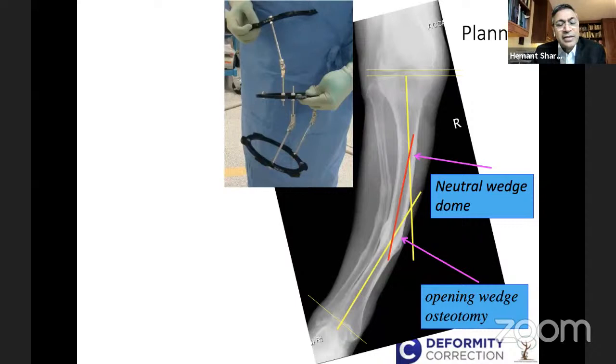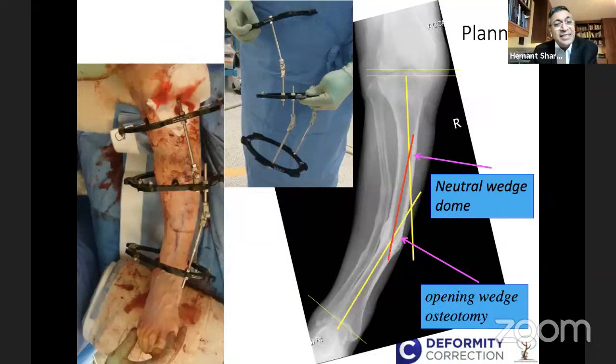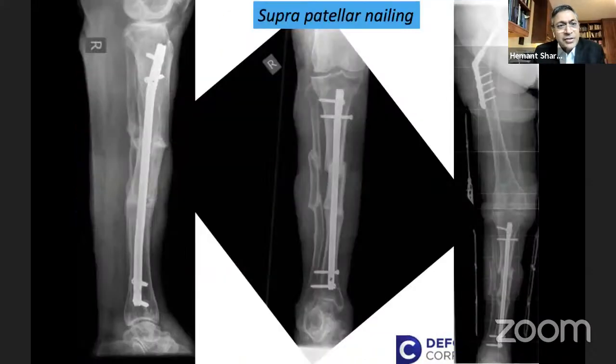So this is my planning in theater. I planned one neutral wedge, one opening wedge osteotomy, a two-level osteotomy. This is my fixator, and you put it on the patient. This is a pretty good case for a suprapatellar nail, because it's going to be difficult to nail with the fixator on. So you plan it, you correct it, and the deformity correction comes out pretty nicely. She ended up having a knee replacement after that, and is walking pretty well, pain-free.